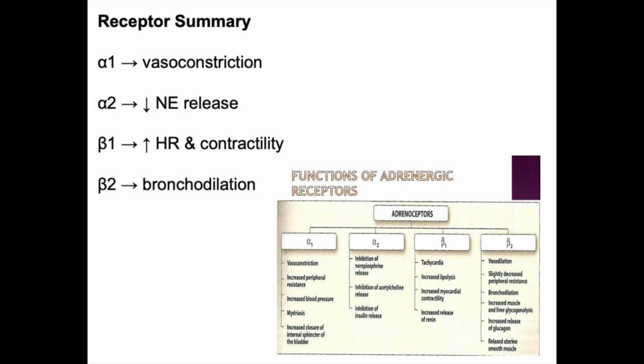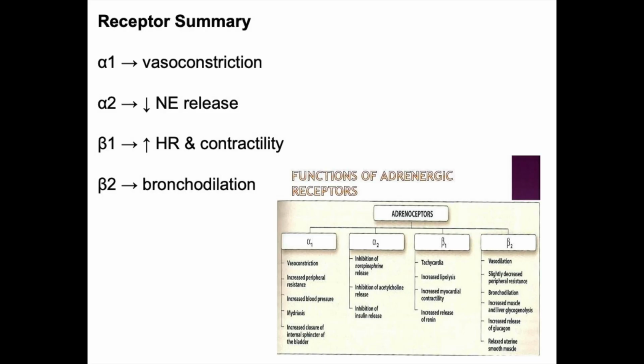Beta-1 receptors are primarily cardiac, increased heart rate and contractility. And beta-2 receptors cause bronchodilation and some vasodilation in skeletal muscle. This receptor map explains future pharmacology. So basically, just remember beta-1 increases cardiac output, beta-2 decreases airway resistance.